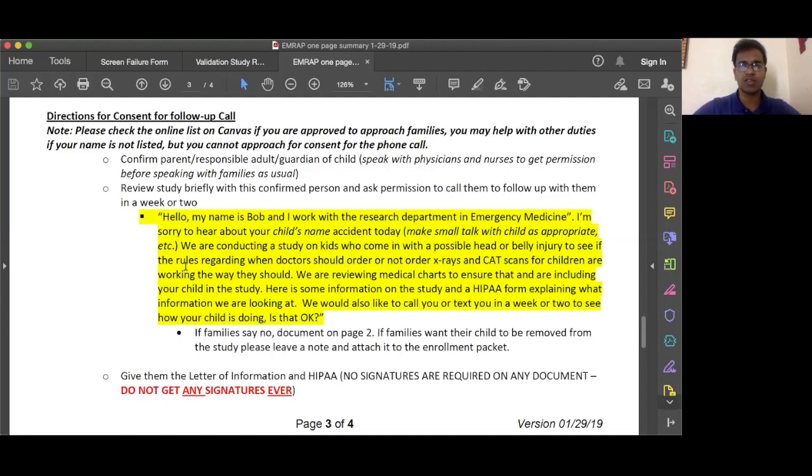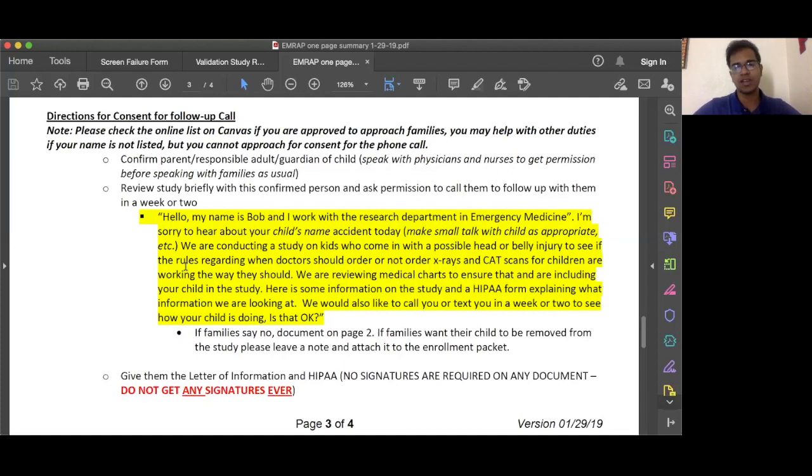And then we want to show some sympathy to the family because this is a trauma study, so the kid is going to be hurt. In most cases, it might even be severe. So I want to say, I'm so sorry to hear about your kid's accident, and you are allowed to make small talk with the family if appropriate at the time.